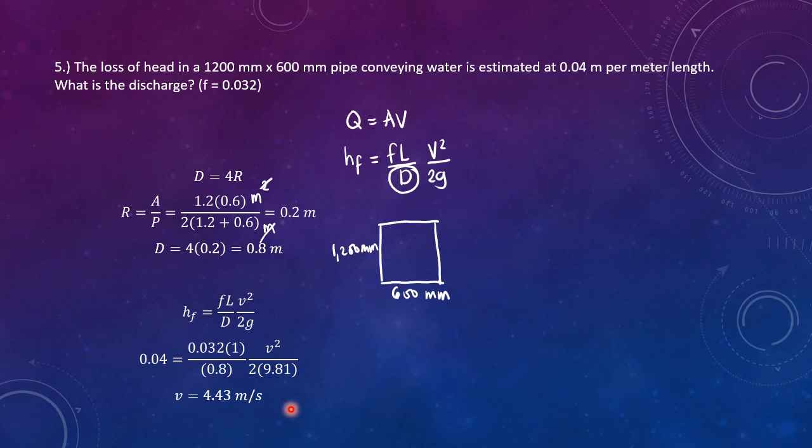Now finally, we're ready to solve for the discharge Q. Substituting, the area of the rectangle is 1.2 meter times 0.6 meter, and the velocity is 4.43 meters per second, which we just calculated. Therefore, the discharge is equal to 3.19 cubic meter per second. Final answer.